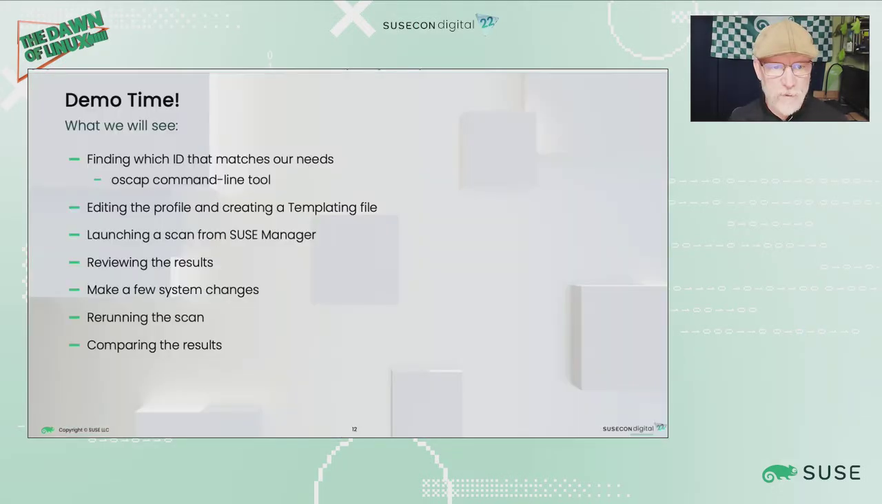Okay. So let's go back to our slide. What actually are we going to demo? Well, we're going to demo finding the ID that matches our needs, because there could be multiples. I'm going to show you real quickly just how that editing tool works. We're going to launch a scan from SUSE Manager, look at the results, make a few changes, rerun the scan. So we're going to do it in the typical cooking show style. I've already done this for us, so we don't have to spend the time waiting for it to be completed. Okay, so let's go back to our box.